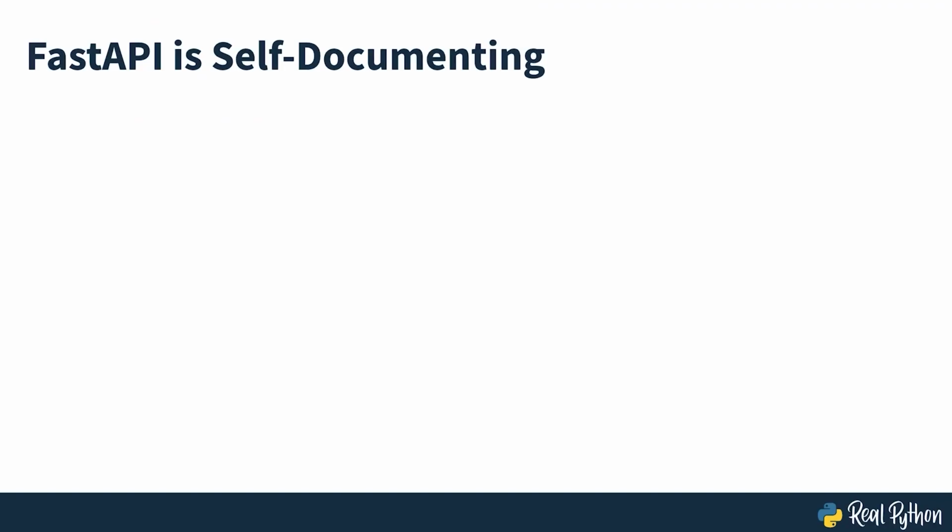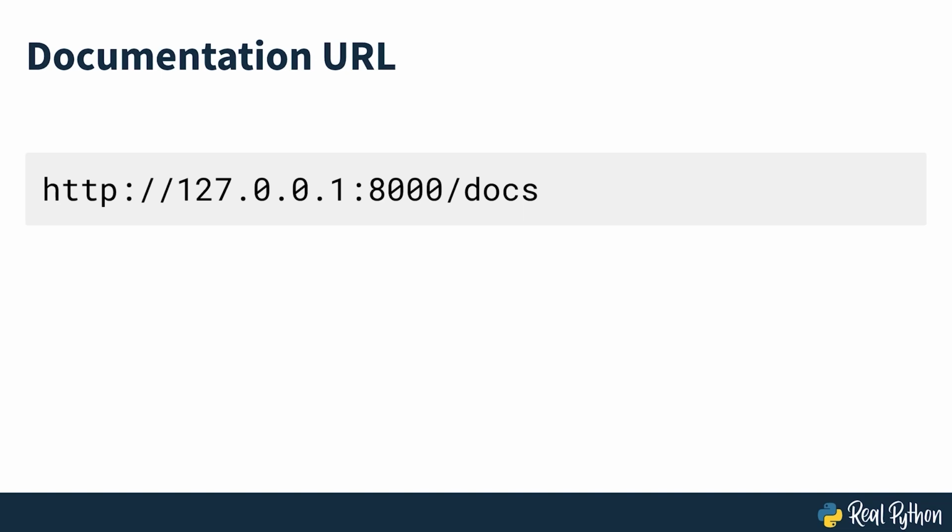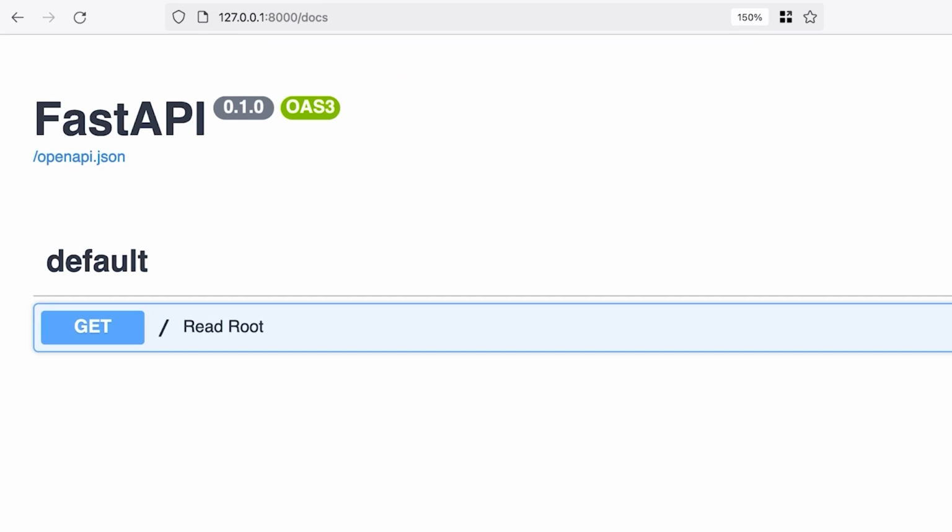One of FastAPI's great features is that the framework automatically creates documentation of the API endpoints for you. If you go to the URL seen on screen, you will see the Swagger UI documentation that FastAPI has created. Swagger UI not only gives you an overview of your API's endpoints, but it can also be used to test the API. You'll leverage this functionality throughout the rest of this course to keep tabs on the API's behavior.